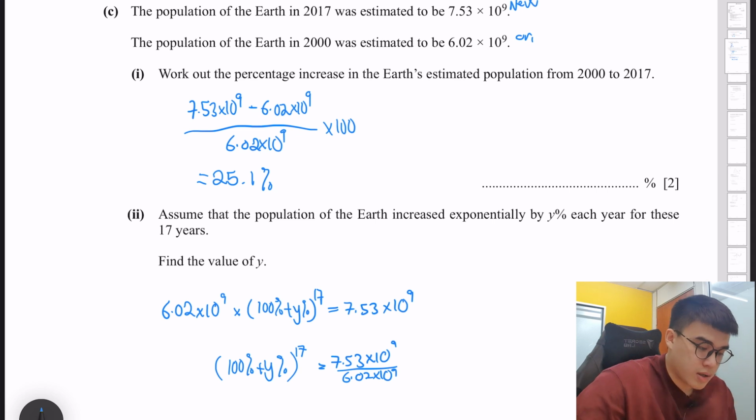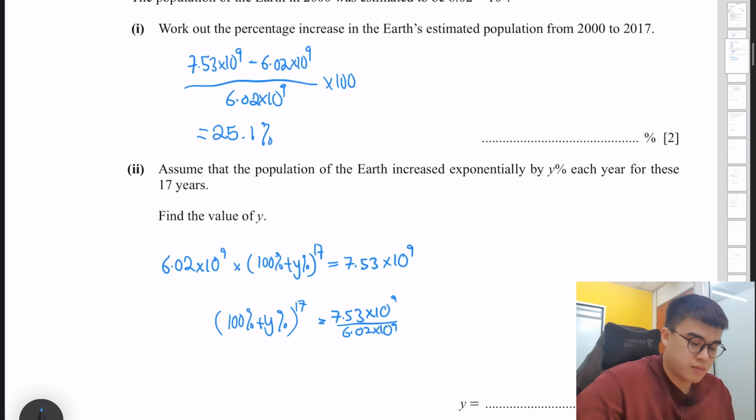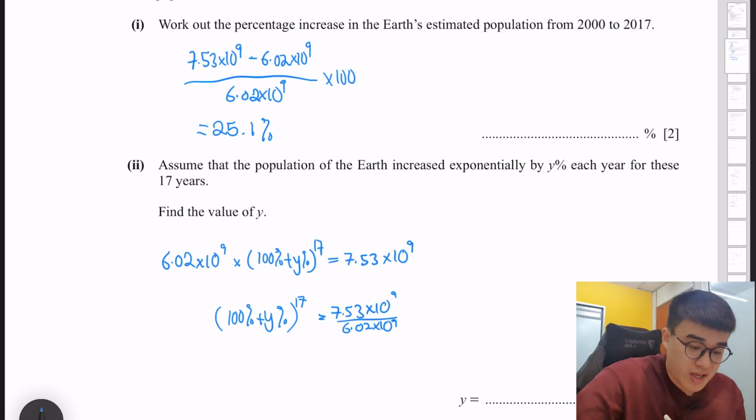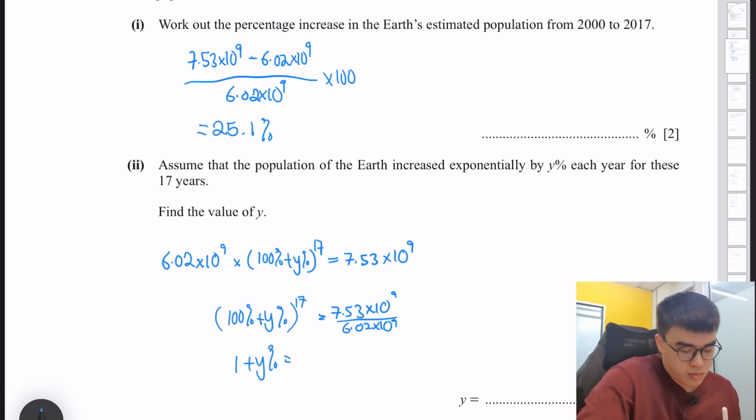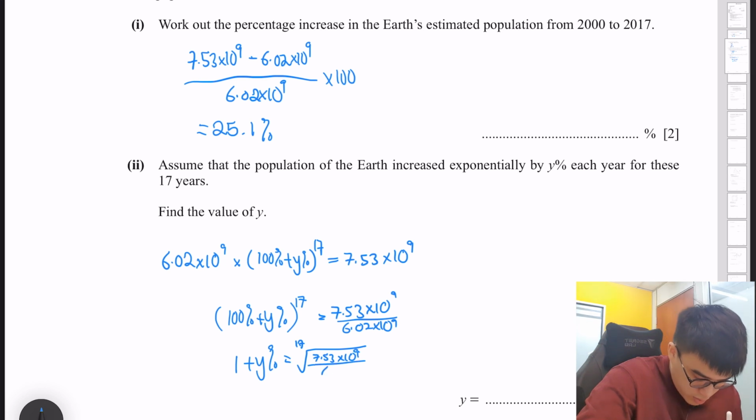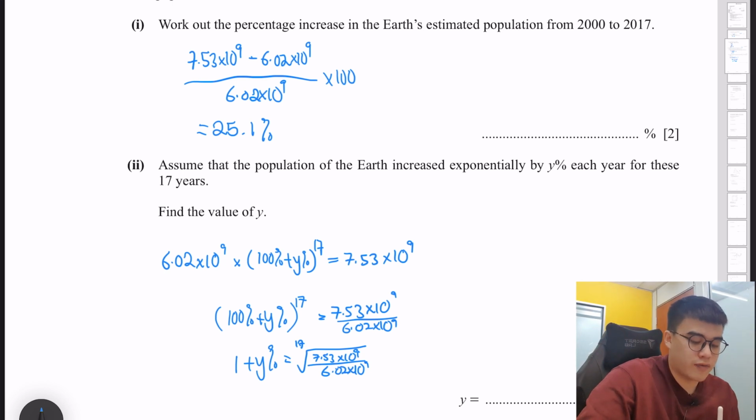The next thing I'm going to do is get rid of the power of 17. So 100% is actually 1, plus y% equals the 17th root of the result that we got here. And then minus it by 1.